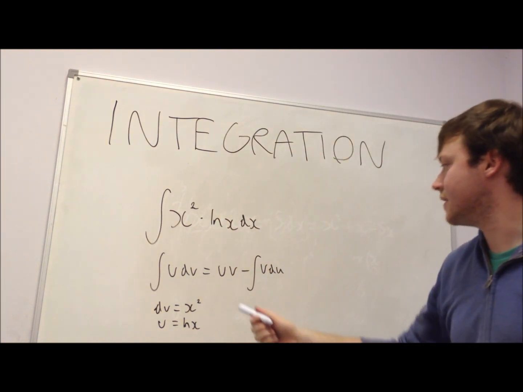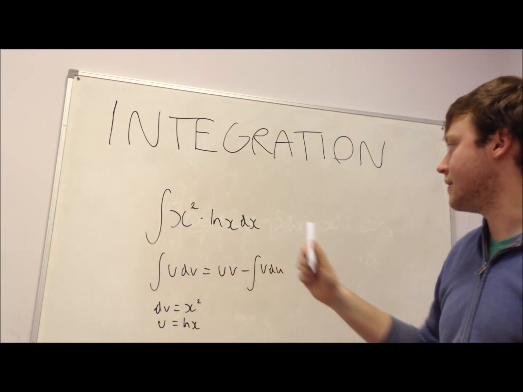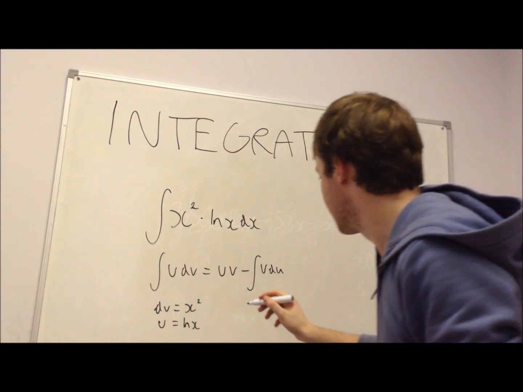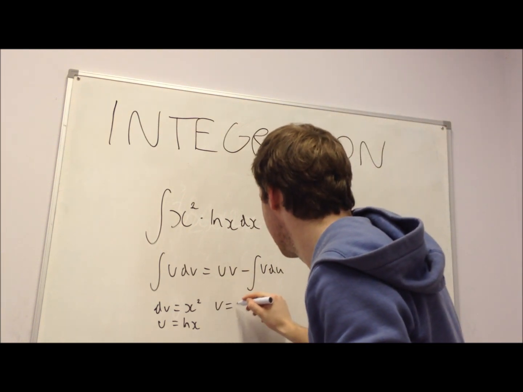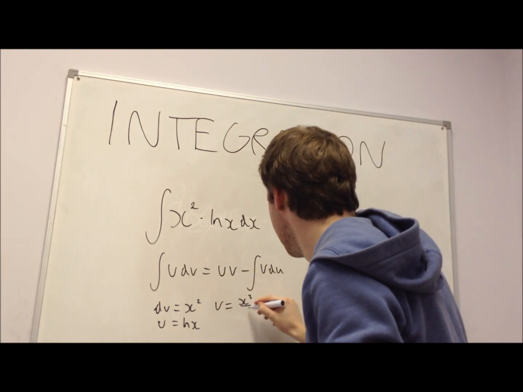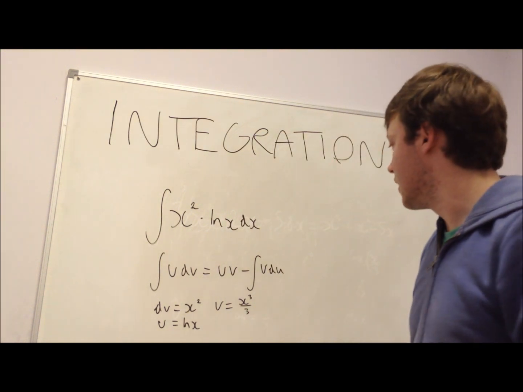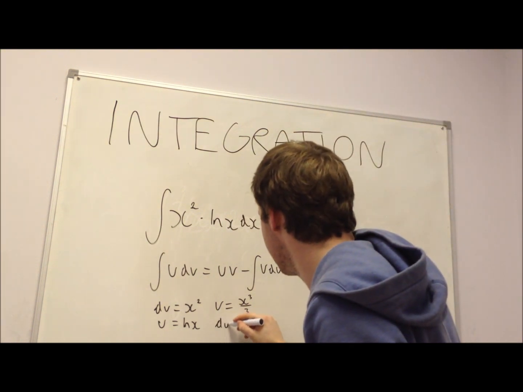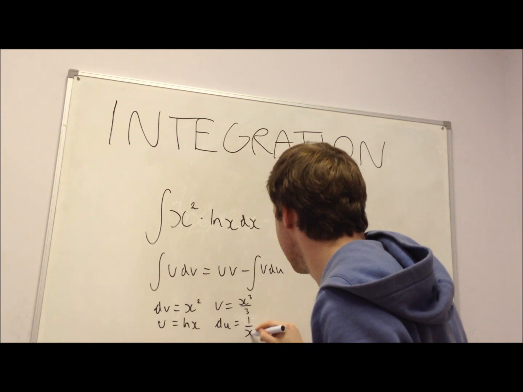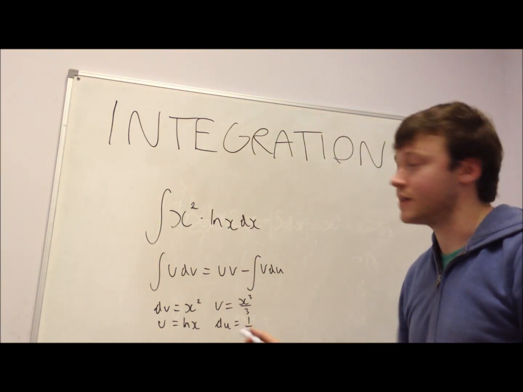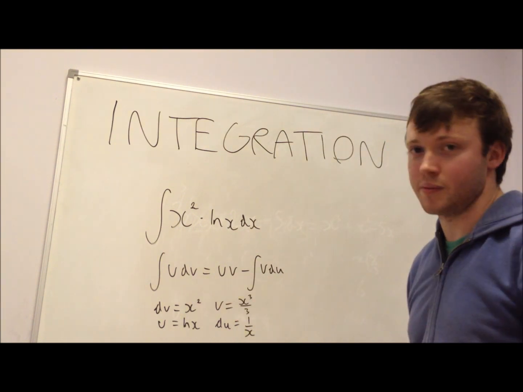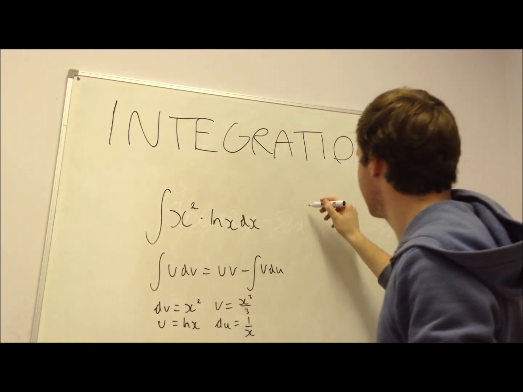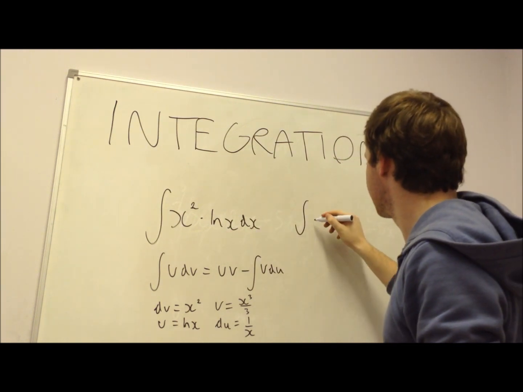And then we can see that we're going to require v and du. So I can just work them out here. v is just x cubed over 3, and du is just 1 over x. Now using this, we can just write them out corresponding to the formula to calculate this integral.